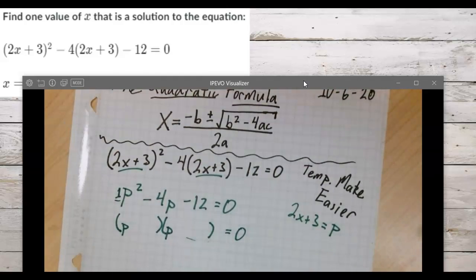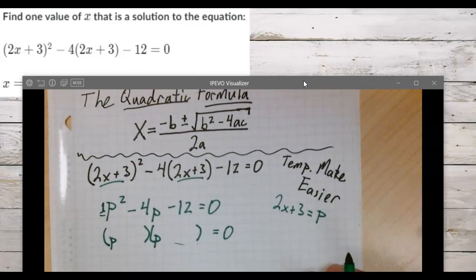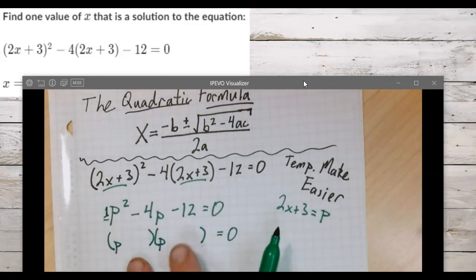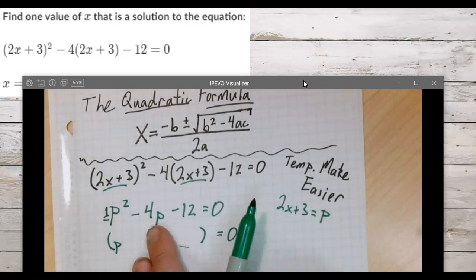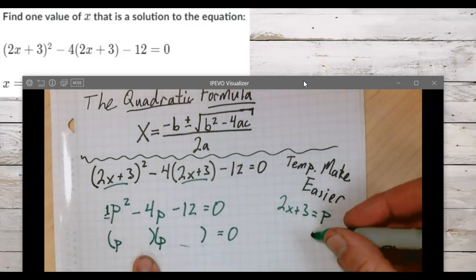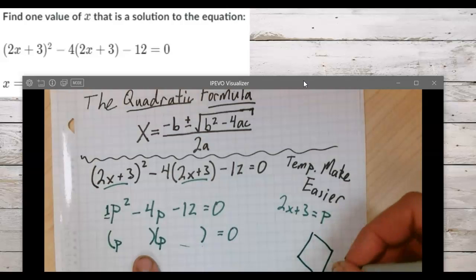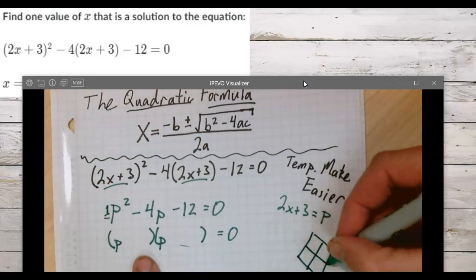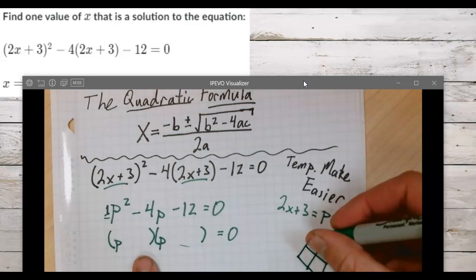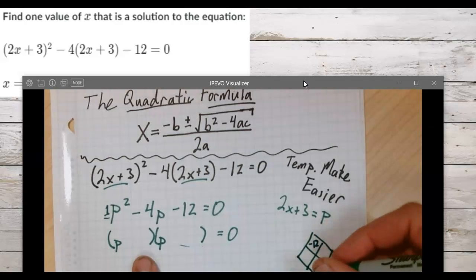Nobody touch it. So to figure out these constants, we have to make a product of negative 12 and a sum of negative 4. If we want to think back to 7th grade, you guys might revolt when I do this, but we can always do this: a product of negative 12 and a sum of negative 4.